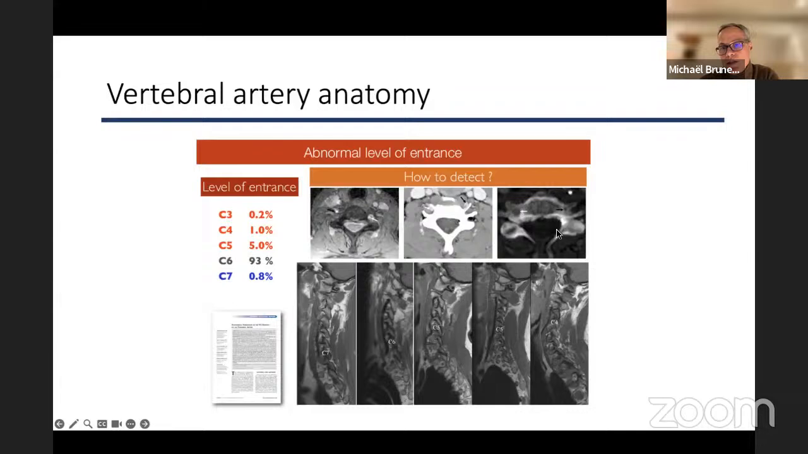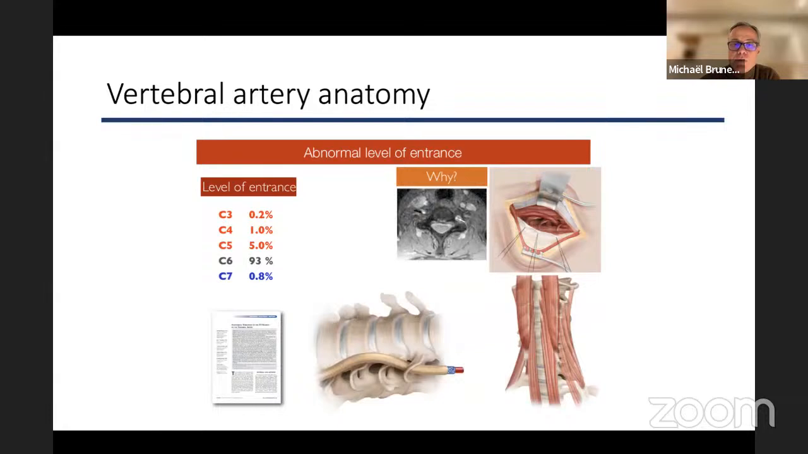It is also detectable even on a basic CT scan, bone sequences. You see here a wide transverse foramen. You expect the vertebral artery will be inside. Here you see a very small one. The vertebral artery will not be inside. Is it important to know that?